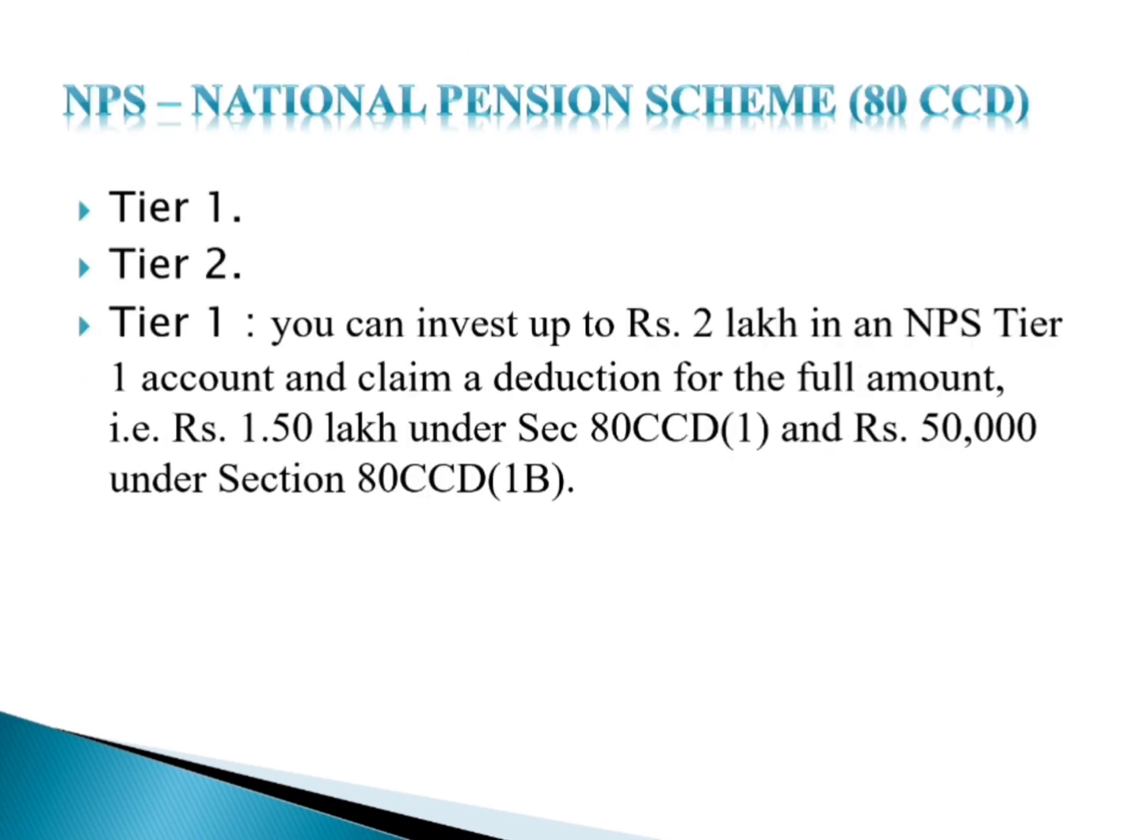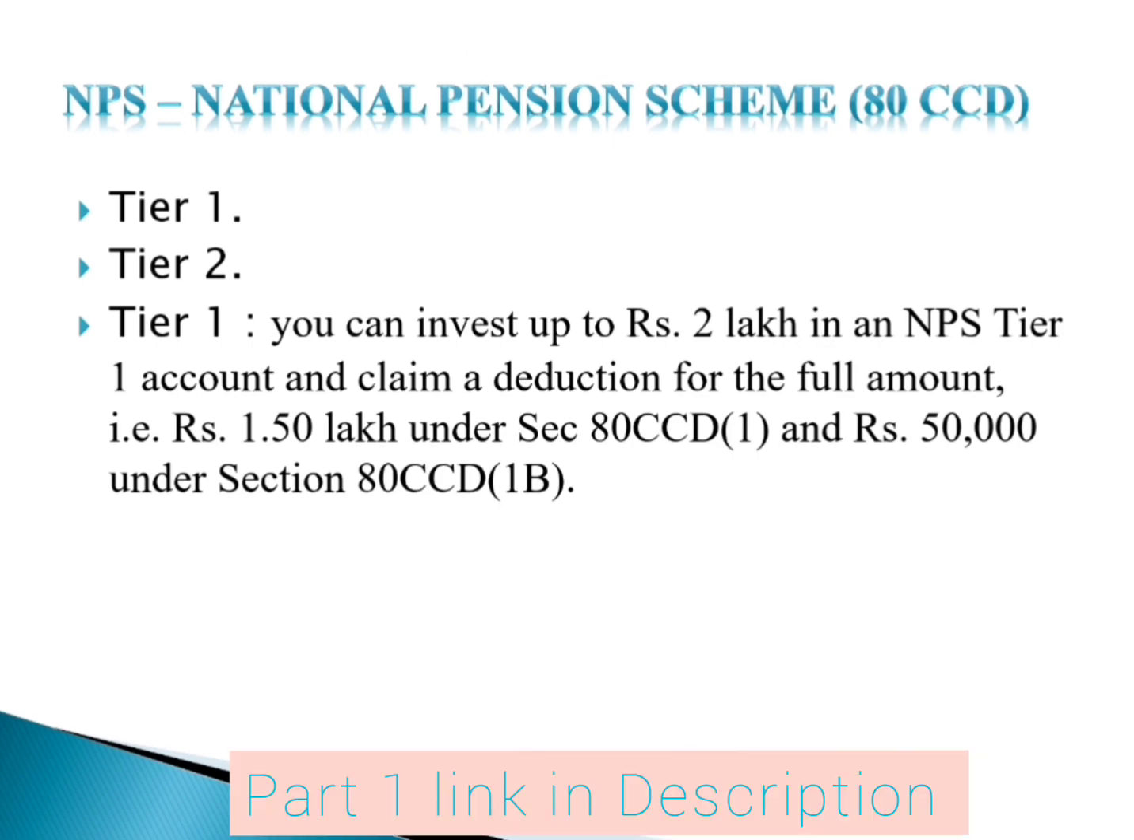Moving further, the most interesting part which most of you are waiting for: NPS. In NPS we again have two categories, tier 1 and tier 2. In tier 1, you get an additional tax benefit of 50,000 over and above 80C. In tier 1 you can invest up to 2 lakhs, whereas 1.5 lakh is covered under 80C and the rest 50,000 will be covered under 80CCD(1B).